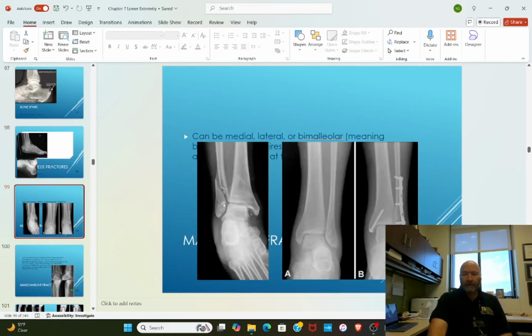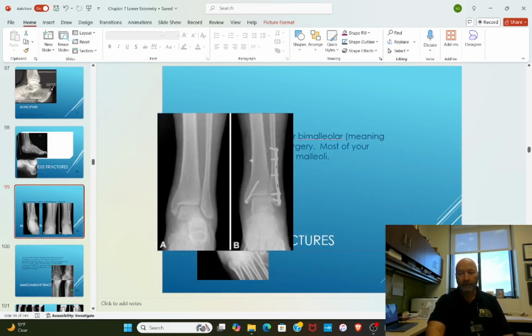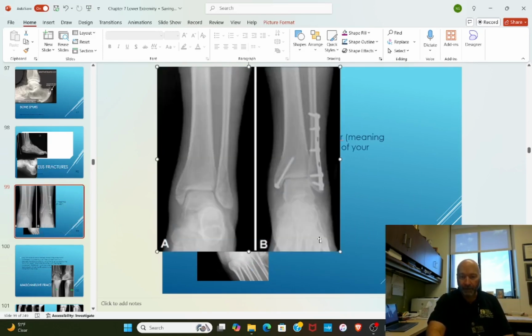Ankle fractures, again, we can have a single malleolus broken, so the medial malleolus is broken and is held into place with what we refer to as a cancellous screw. The cancellous screw, if we were to magnify this up, we might be able to get a better look at it. The resolution's not good enough.